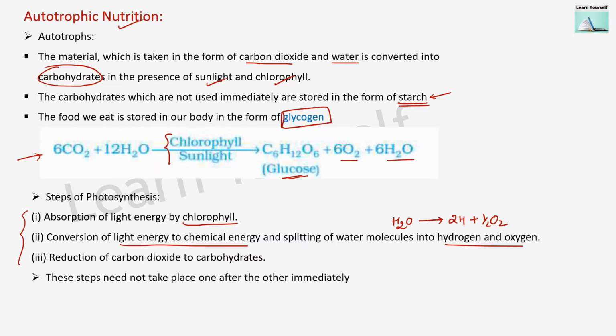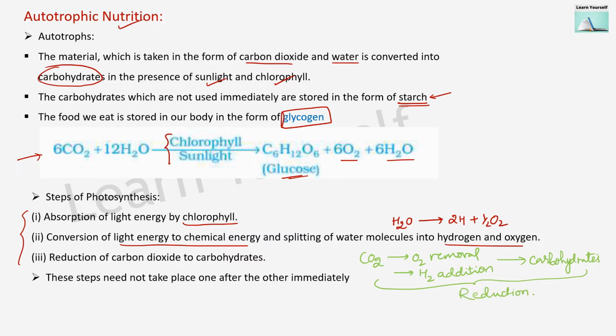So that is how the splitting will happen, and the light energy, the sunlight, will get converted into chemical energy. And the third step is reduction of carbon dioxide to carbohydrates. Reduction means oxygen removal and hydrogen addition will happen, and it will get converted into carbohydrates. So this process is a reduction. So three things will happen in photosynthesis. First, light energy will get absorbed by chlorophyll. Then light energy will convert into chemical energy and split the water molecule. Then third, reduction of carbon dioxide to carbohydrates.